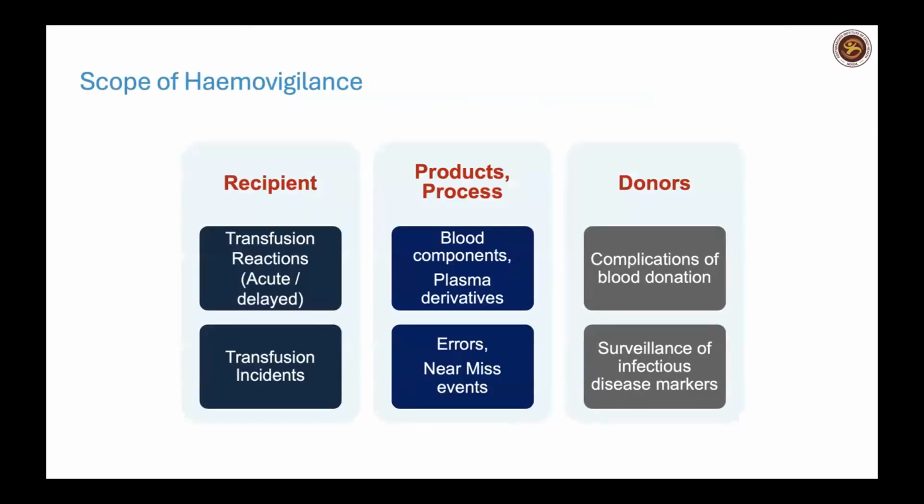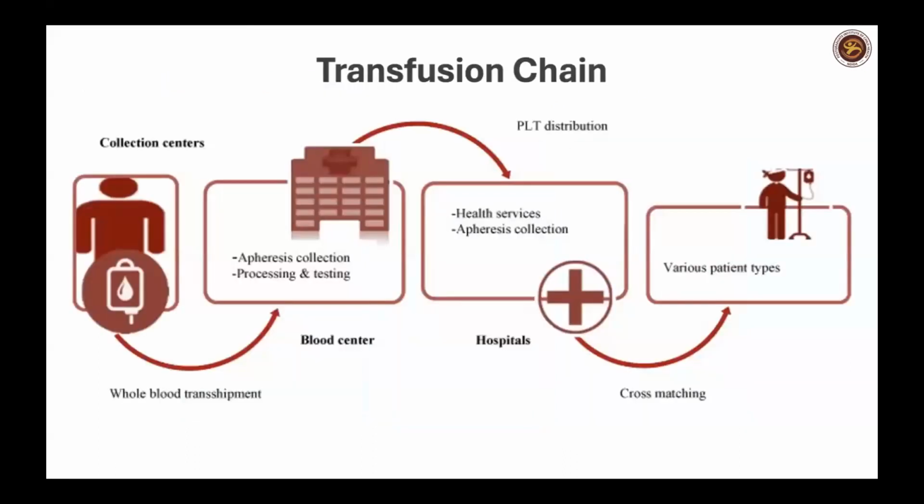So it has three major parts. One is the recipient, which checks for transfusion reactions, which can be acute or delayed. Then there is a product processing component, which covers product processing, labeling, and quality management, where there can be errors and near miss events. And then finally, our main source of blood, that is the donor. So we want to study that collection of blood from these donors is safe, and even the infectious marker screening and surveillance is done as part of donor hemovigilance.